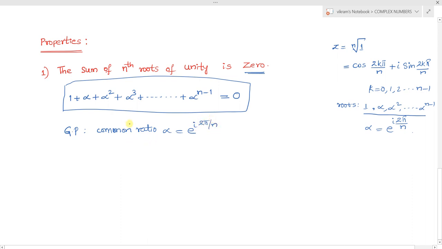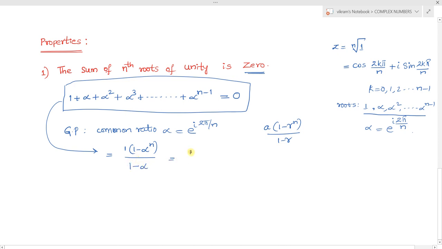Okay, so if it is a finite series of length n, then the geometric progression with a equal to 1 and common ratio r, we can write the sum as a into 1 minus r power n by 1 minus r. By applying this, we can find the sum of this series. The sum of this series can be written as 1 into 1 minus alpha power n by 1 minus alpha.